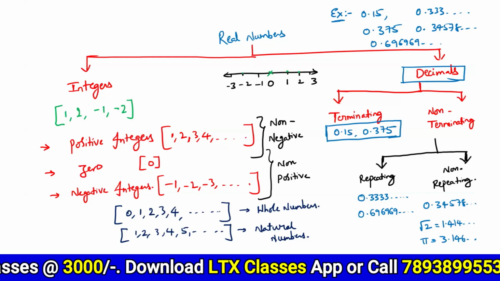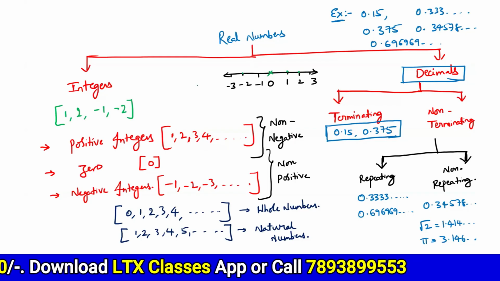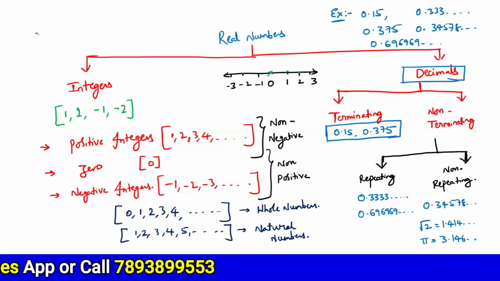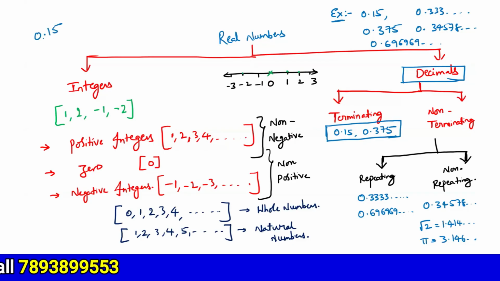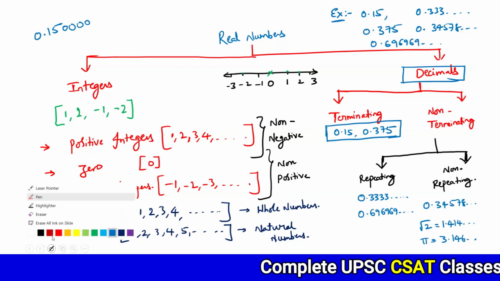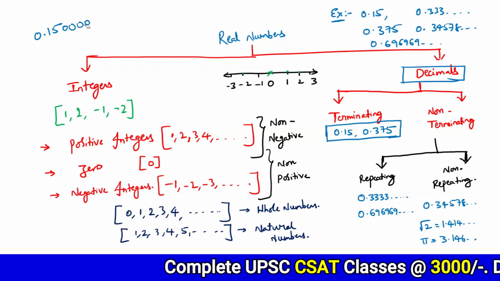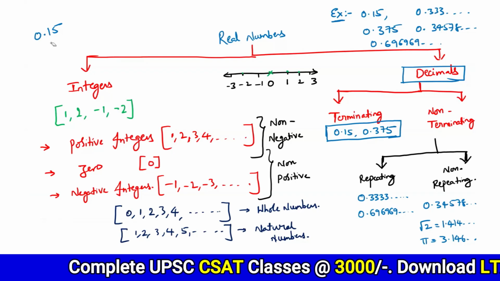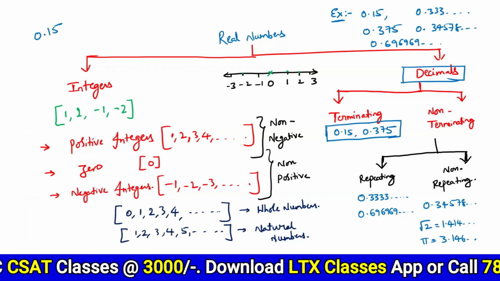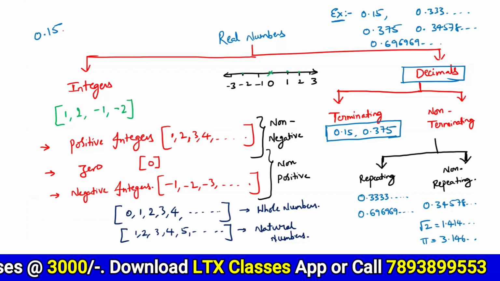See, regarding terminating decimal, the example I wrote is 0.15. That means after the decimal point, you will be having 1 and 5 as the numbers. And after this, you will be getting 0. 0 means generally we don't repeat it, we will not write it. So generally this is called as what? Terminating decimal, because after the decimal point, the numbers are getting terminated.